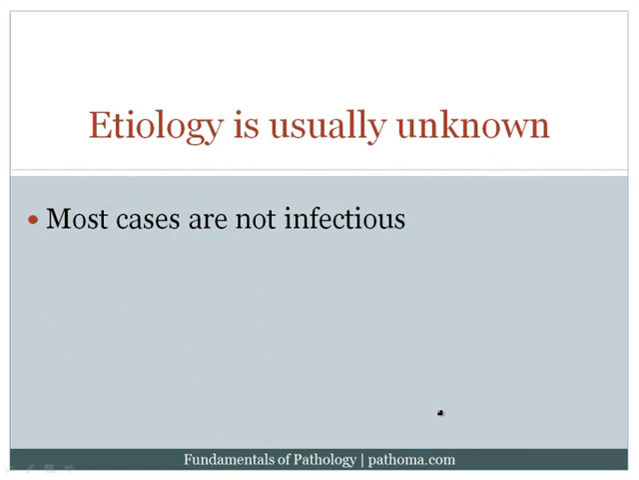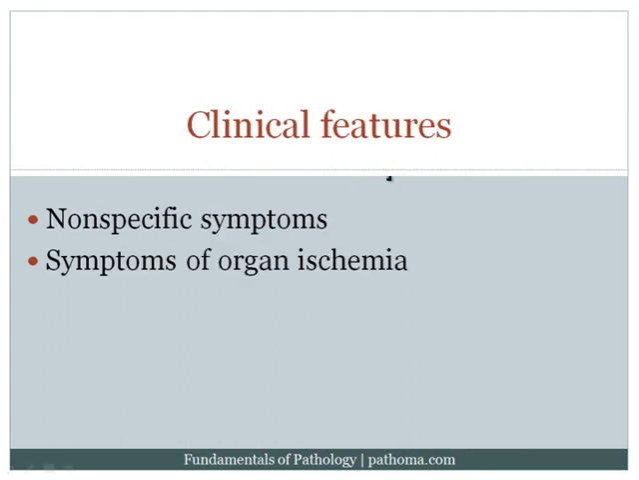Now when patients develop a vasculitis, the etiology is usually not known. It is important to note that most cases are not infectious. Clinically, we can have two types of symptoms when patients get vasculitis. The first are nonspecific symptoms, and the idea here is that the patient's got inflammation. And so if they have inflammation, they're going to have fever, fatigue, weight loss, myalgias, etc. And those are relatively nonspecific, and they're seen in most of the vasculitides.